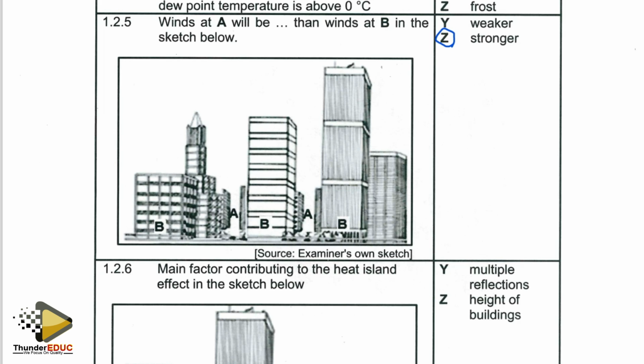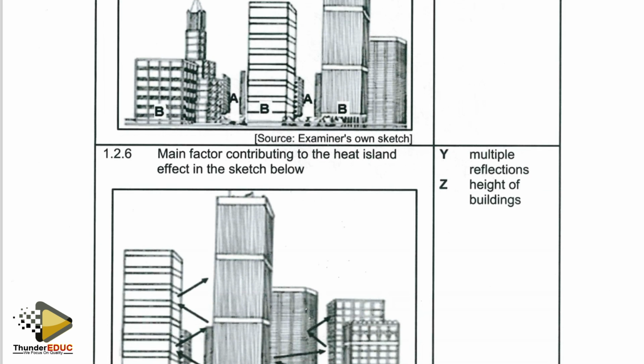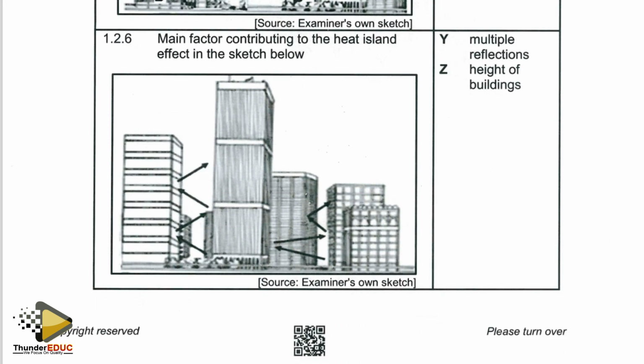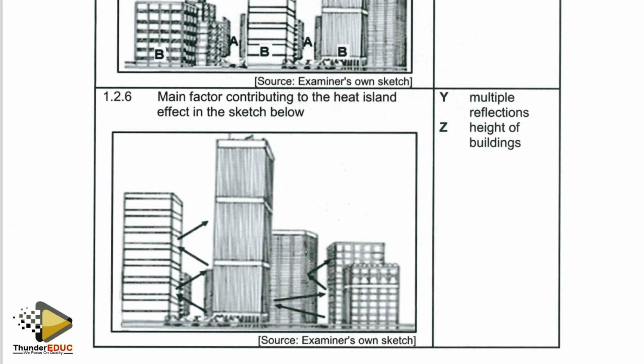Right, we move on to the next question, which is question number 1.2.6. The main factor contributing to the heat island effect in the sketch below. If we check the sketch below here, we can see these arrows which go from one building to the other and back, and to the other building and back. What might be causing the heat island?